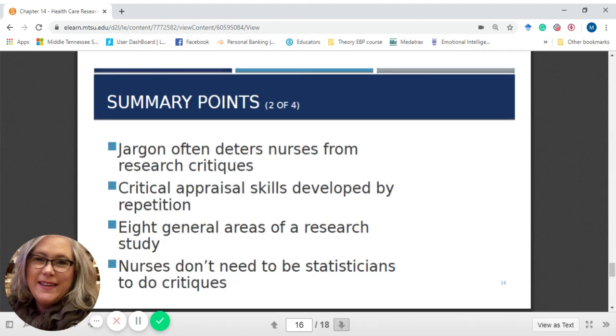This first point talked about jargon. A lot of the articles you read, it looks like it's Greek to you. You don't understand a word that's being said in there. And just like with this course, it's so different from anything that you've talked about before that you have to understand what the words mean. So that's why key terms are important in understanding the process.